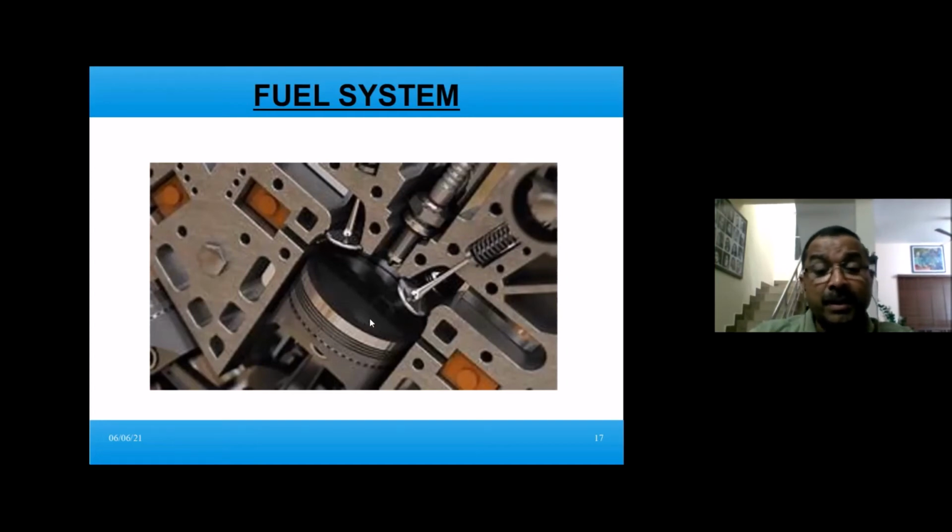Okay, this is your piston crown and skirt. You can see the connecting rod portion here. There are piston rings here, one of them is a scraper ring. So this is the inside story of your diesel engine.